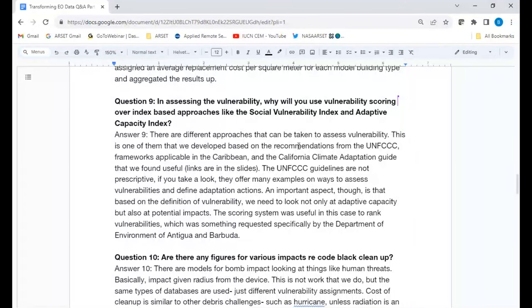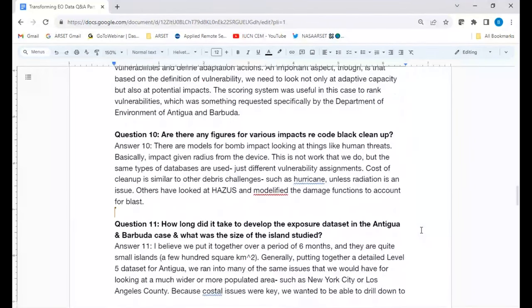And some important thing is that besides adaptive capacity or social vulnerability that can be considered as well, you need to understand what are the potential impacts. So regardless of the approach, you need to see what's the definition of vulnerability and what are the components and make sure that you're considering all the different aspects. Great, thank you very much.